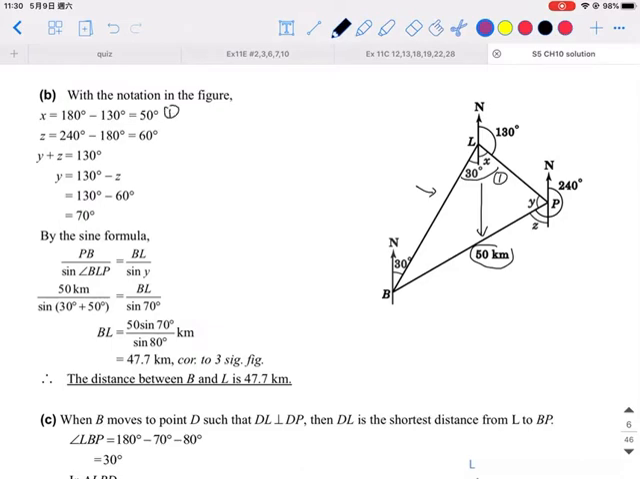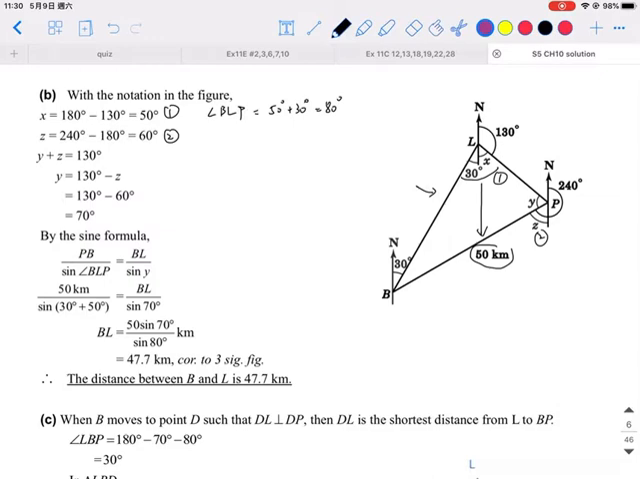X is easy because it's 180 minus 50 degrees, so the whole angle will be 50. Angle BLP will become 50 plus 30 degrees, which is equal to 80 degrees. That is the first part. The second part is Z. Z is 240 degrees minus 180, which is equal to 60.